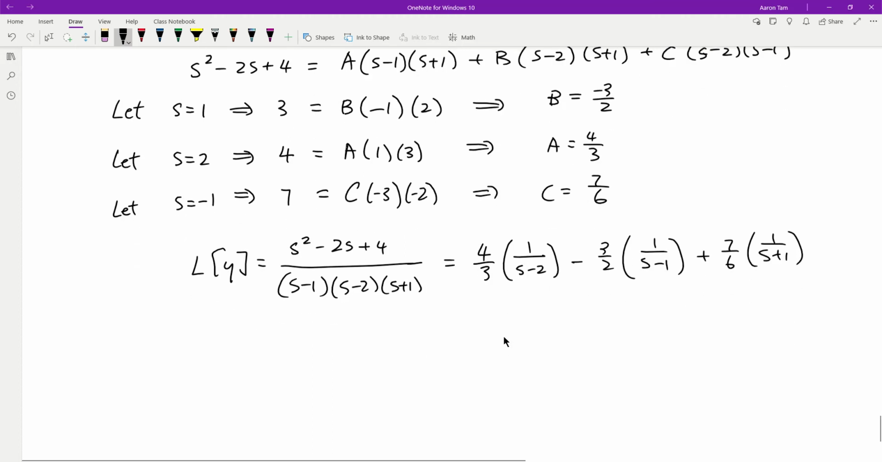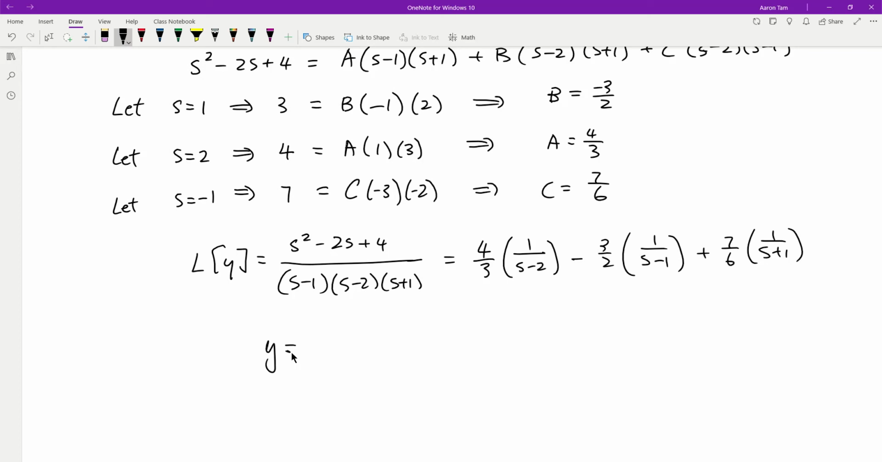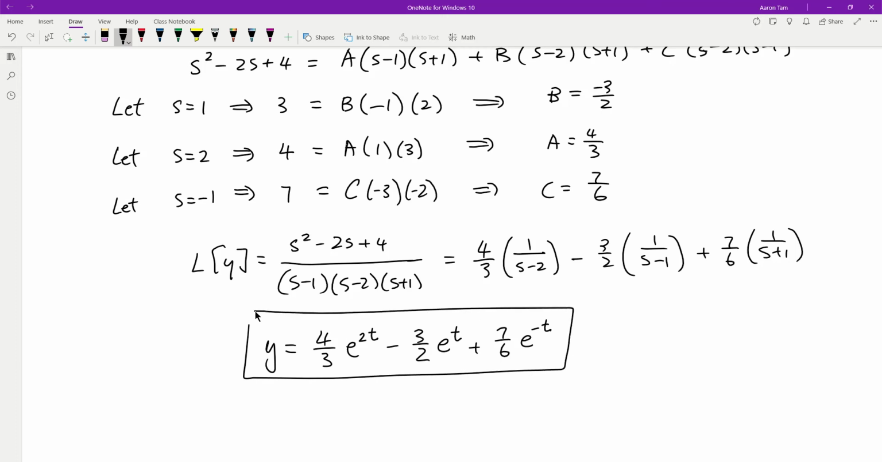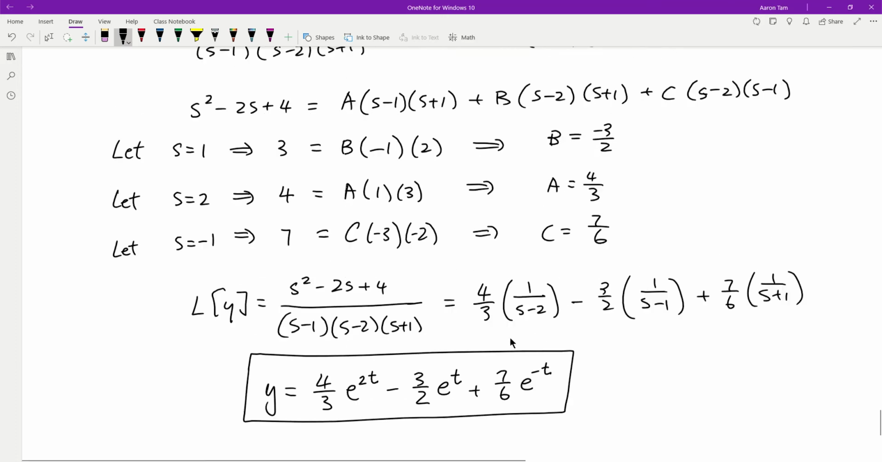So what is the answer y then? Well, y would equal 4/3, 1 over s minus 2 must come from e to the 2t, minus 3/2, 1 over s minus 1 comes from e to the t, plus 7/6, and 1 over s plus 1 must come from e to the negative t. So that's my equation.